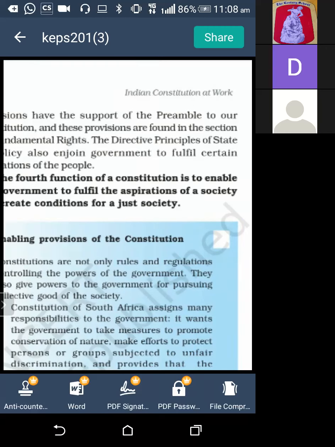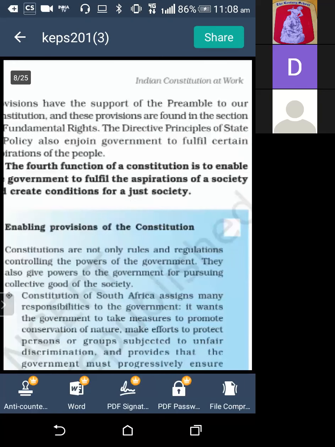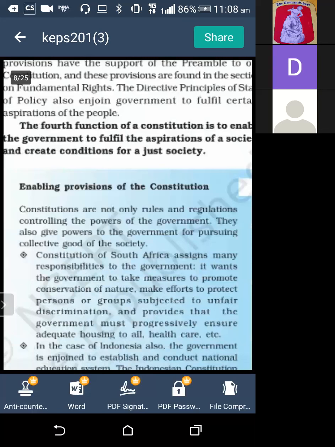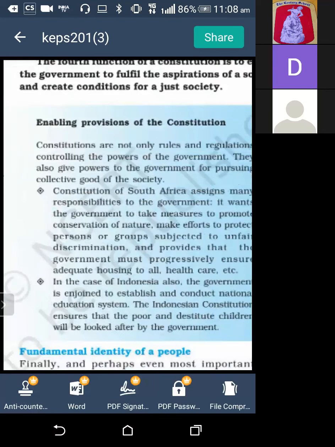We have already done three aspirations, three conditions of a democratic setup, and this is the fourth function of a democratic setup. Then I gave you one homework. The homework was: explain the enabling provisions of the constitution. Constitutions are not only rules and regulations. What does the constitution enable for you, what does it give? It does not give you only rules and regulations.